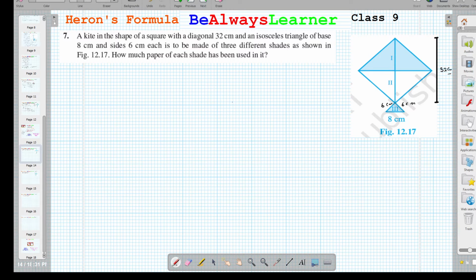This point, suppose A point, this is B, this is C, this is D, this is E, and this is F. So this A, B, C and D is a square. Fine.